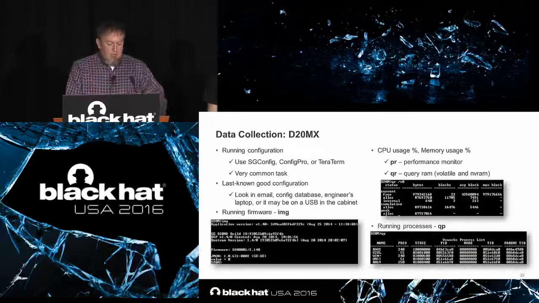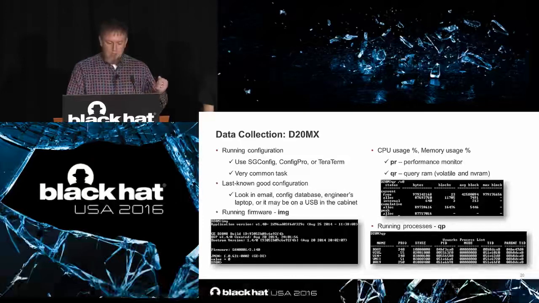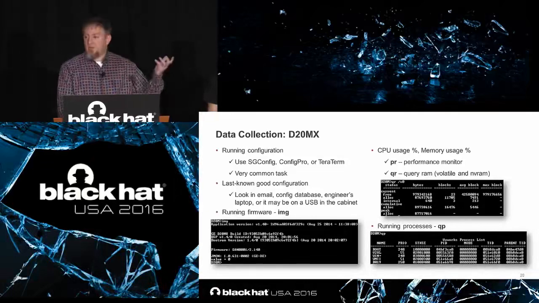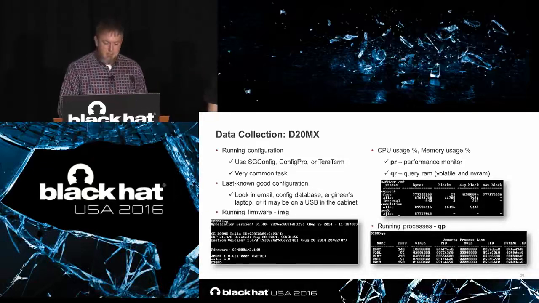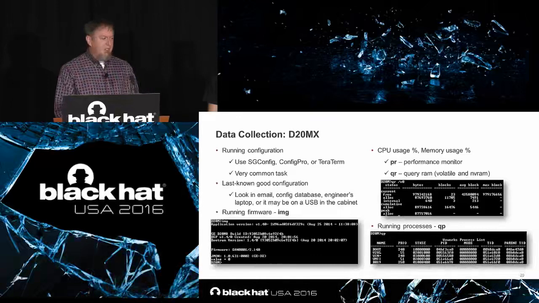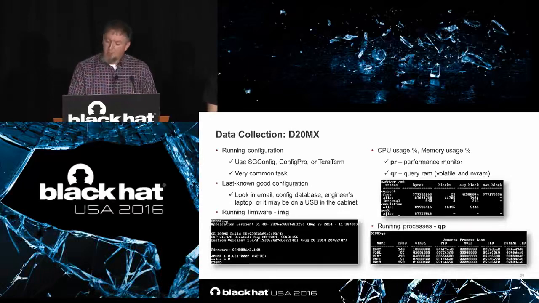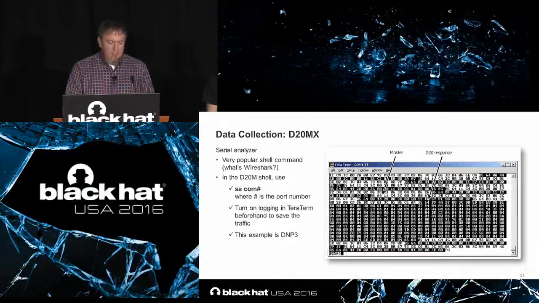So we can get the running configuration. We can get the last known good configuration. It might be stored in a secure file share at work, at the power company, or if you're at an oil and gas company, you might have a common place where you store your configurations. Or it might be on a USB stick, or on a CD in the cabinet. You can look at the running firmware, the CPU usage, memory usage, and do a query on the processes to see what's running. Very handy. We can do data collection.